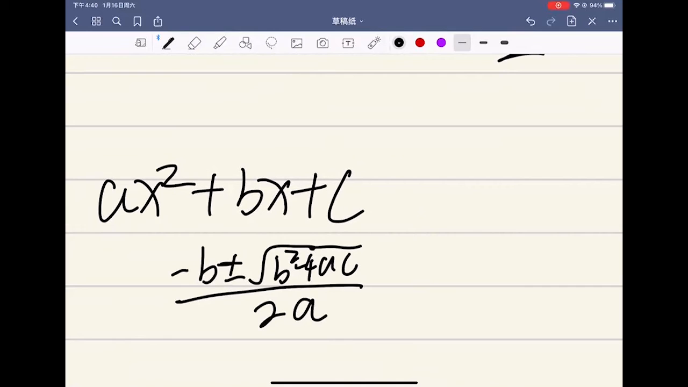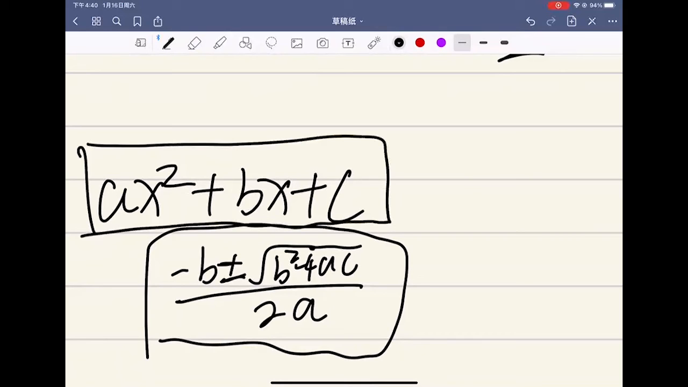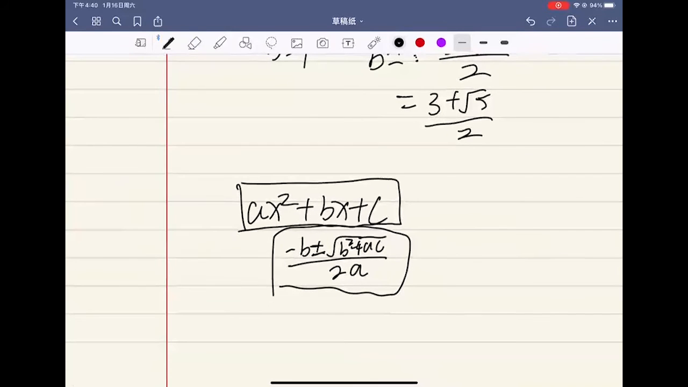That's positive plus or minus. Yeah, the quadratic formula. If we have a quadratic function like this, the solution, is it x? Yeah, it's x. X equals that when that equals 0. The solution means when the equation equals 0, what's the x?